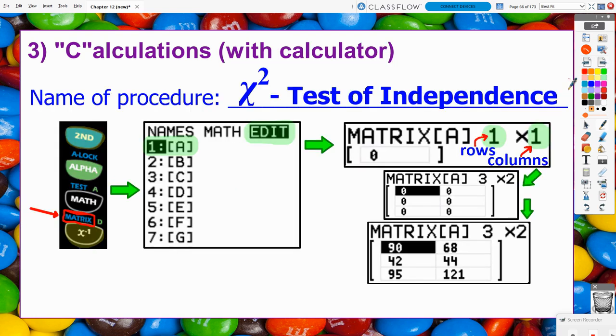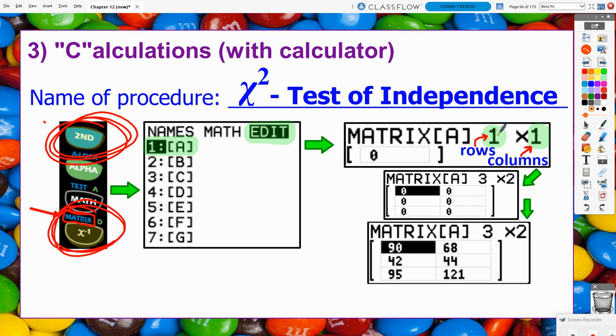Now if I wanted to use my calculator command instead, it works exactly the same way as with a test of homogeneity. We need to go to our matrices. So press the second button, go to the inverse button to get up to that matrix, go over to edit, and select matrix A. Even if you already have numbers in matrix A, we're just going to rewrite over matrix A. There's no need to clear it or delete the values in it.